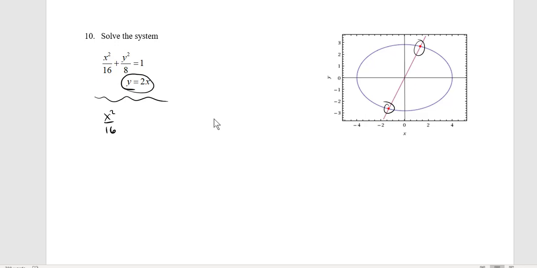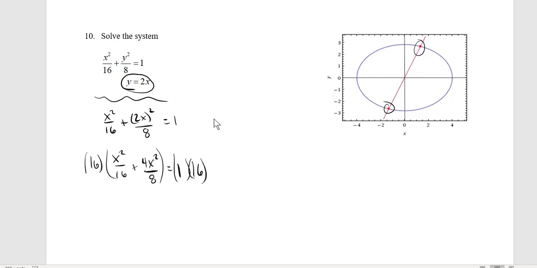So plugging the second equation into the first one, I get something pretty easy to handle. x squared over 16 plus 4x squared over 8 equals 1. Now to get rid of the fractions here, I'd rather just clear them out by multiplying by the LCD, which is 16. I have to multiply on both sides to balance the equation, but I think that'll clean things up nicely. I think this is what we get.